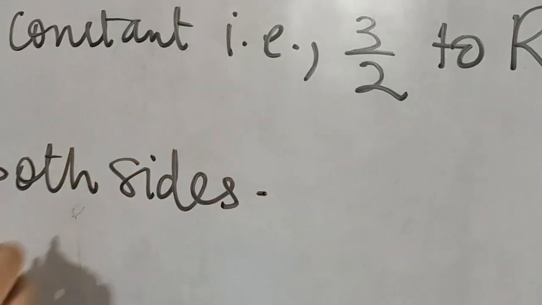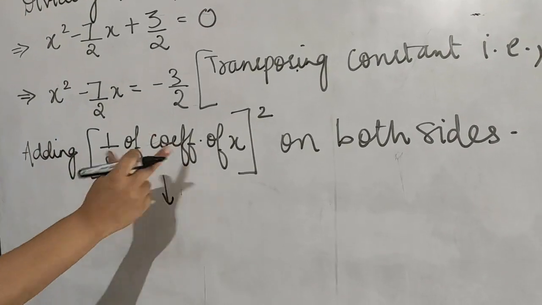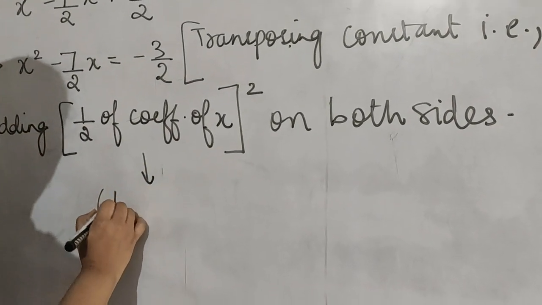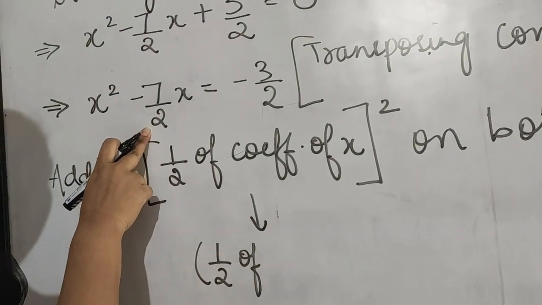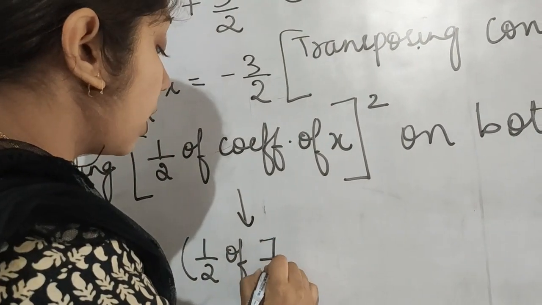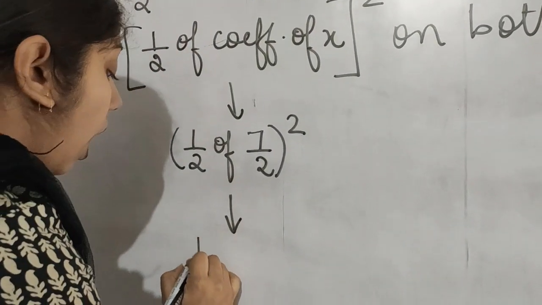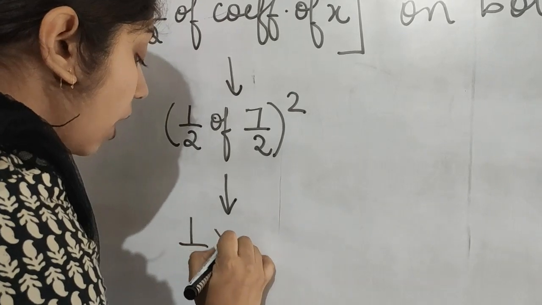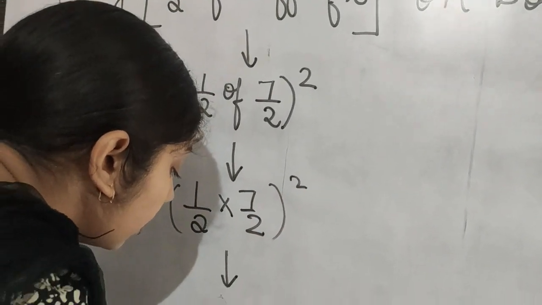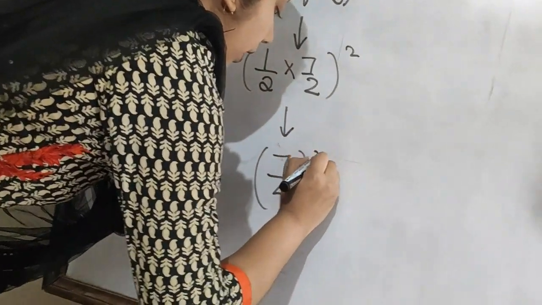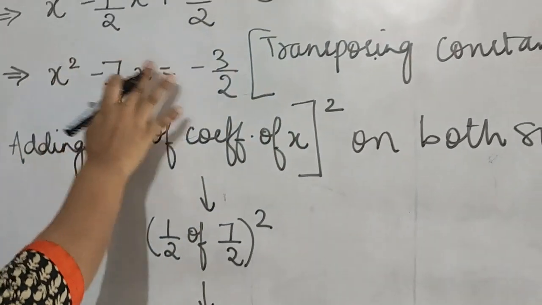So for that we have to take out half of the coefficient of x. What will be half of the coefficient of x, whole square? Half of the coefficient of x is 7 upon 2. So half of 7 upon 2 whole square means half into 7 upon 2, whole square, which will give you 7 by 4 whole square. Now this 7 by 4 whole square we have to add in the equation.